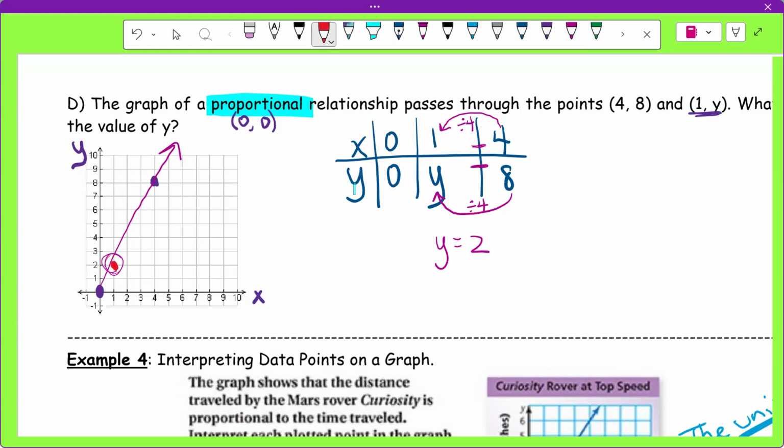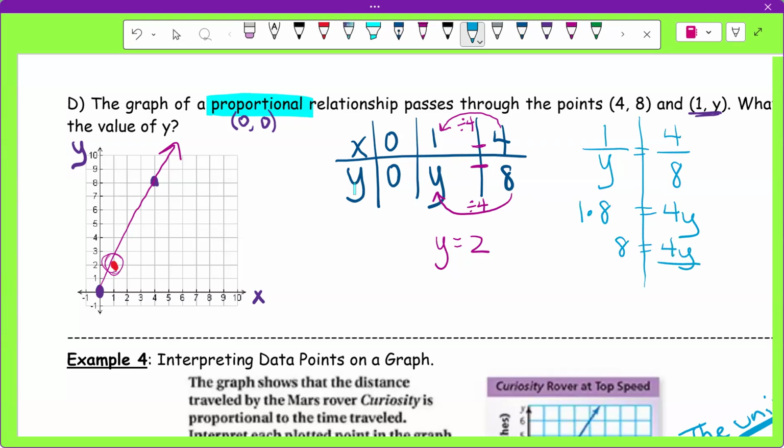We could prove this using cross products as well. If we had 1 compared to y and 4 compared to 8, if we use cross products, we have 1 times 8, and that's equal to 4 times y. So we have 8 equals 4y, divide by 4, and so once again, 2 equals y. So here we use proportional relationships, here we use cross products.